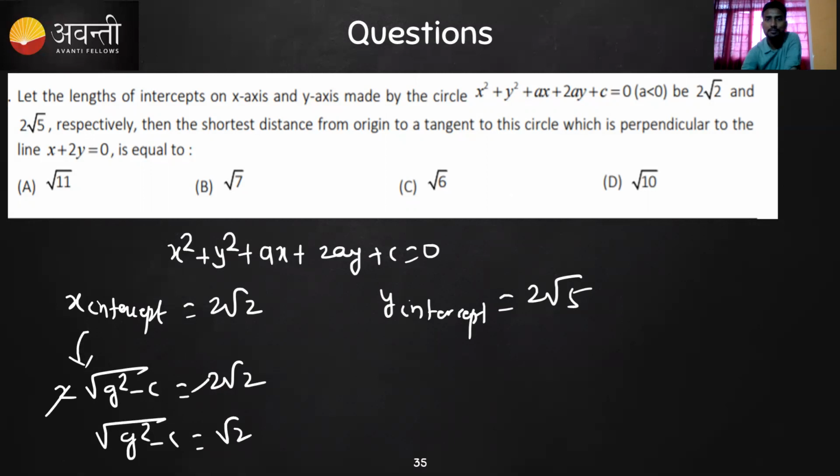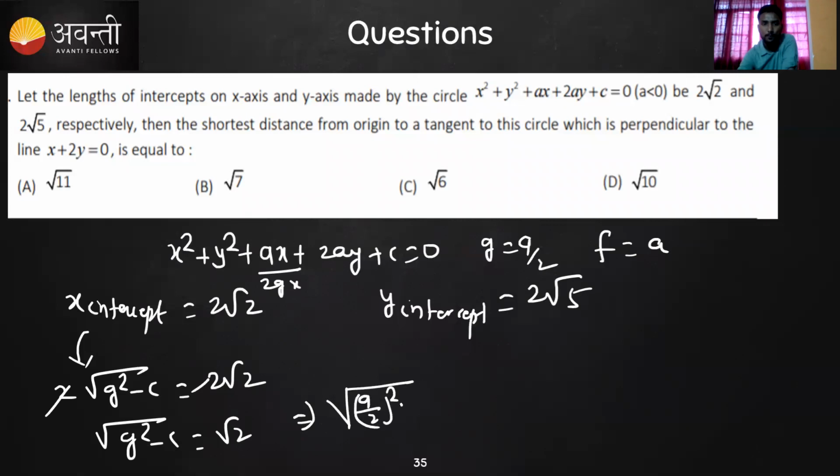What is g here? g is nothing but a by 2, because this is in the form of 2gx. From here g is a by 2, and from here f will be a. So in place of g, you can write a by 2 whole square minus c. c is basically c here only. So it is equal to a by 2, and this is basically equal to root 2.